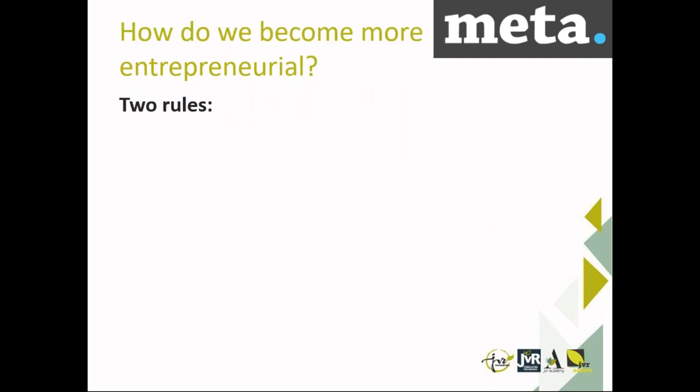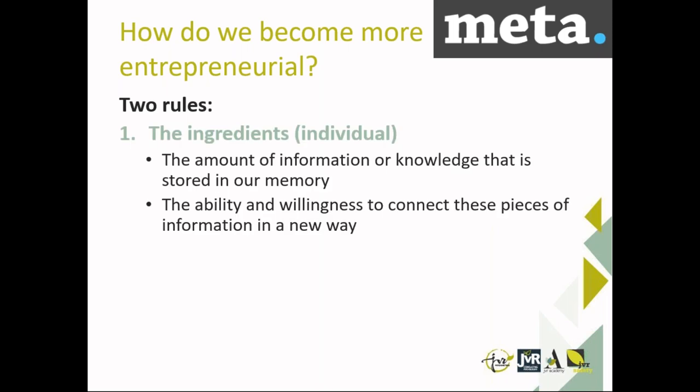In light of this, then, we want to ask the question, how can we become more entrepreneurial for an organization, for individuals within the organization? And the meta theory states that there are two rules to becoming more entrepreneurial. The first there is the individual, so the ingredients of the actual person.